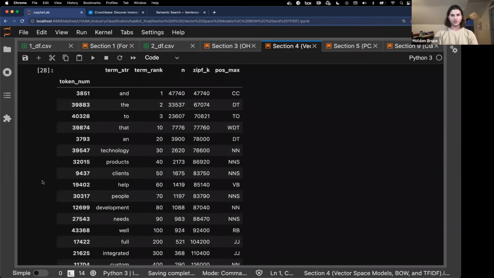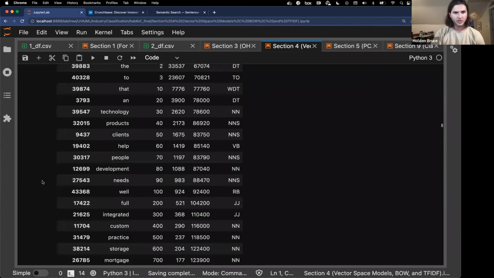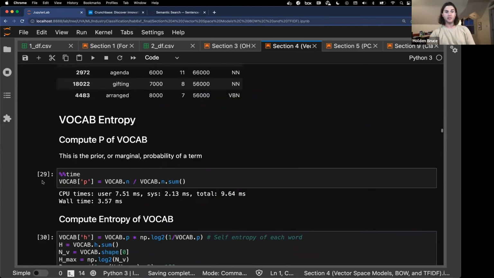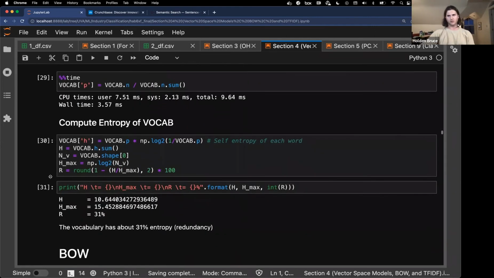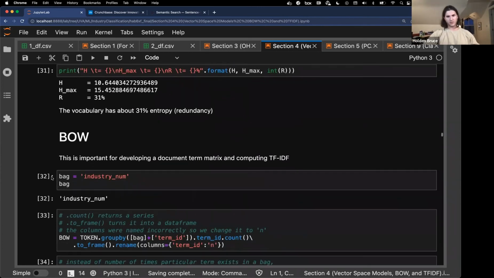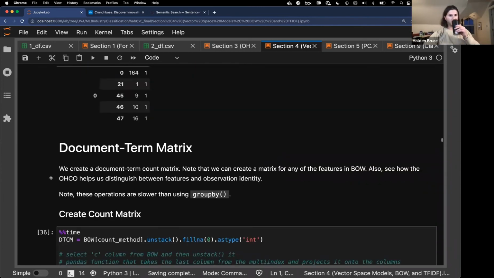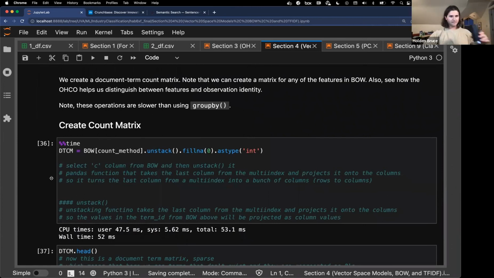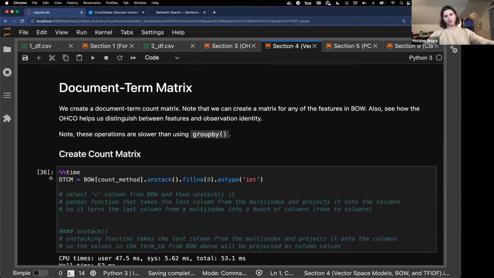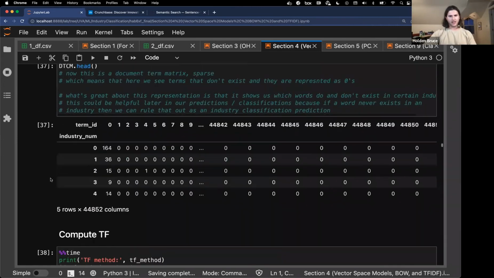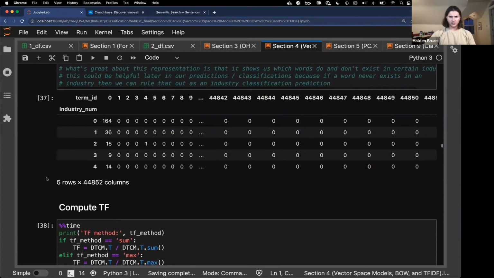It's nebulous, right? There's no right or wrong answer. You're really just trying to extract value and extract meaning where you can. Apologies, I'm just going to go past all of this because I don't think it's that helpful. But this concept of a document term matrix is really interesting. And let me show you what that looks like.